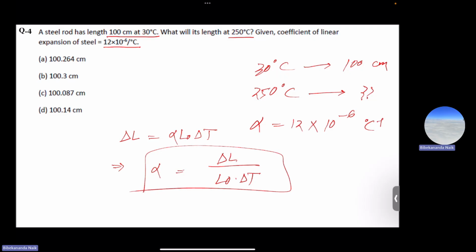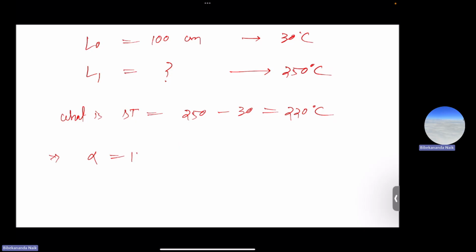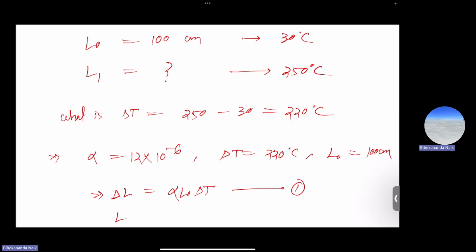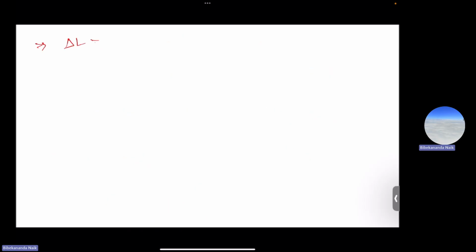So we know delta L is alpha L0 delta T. Alpha is given, alpha is 12 into 10 to the power minus 6, delta T we got 220 degree centigrade, and L0 is 100 centimeter. So what is L? First we need to find delta L. Delta L is alpha L0 into delta T. Then L1 will be L0 plus delta L.